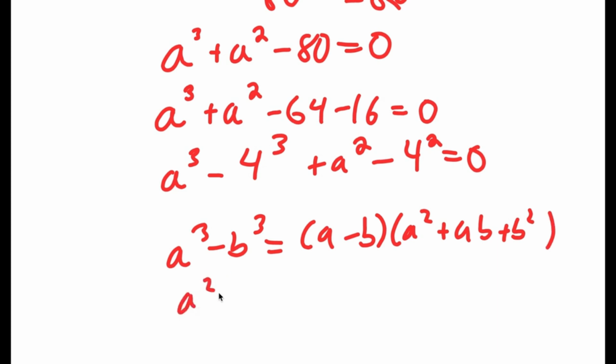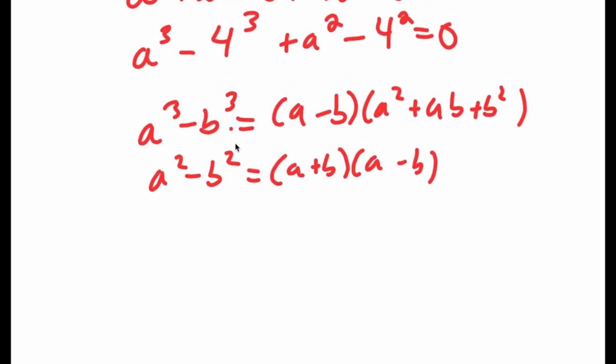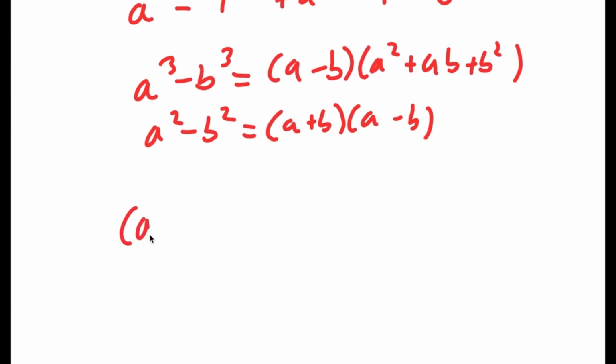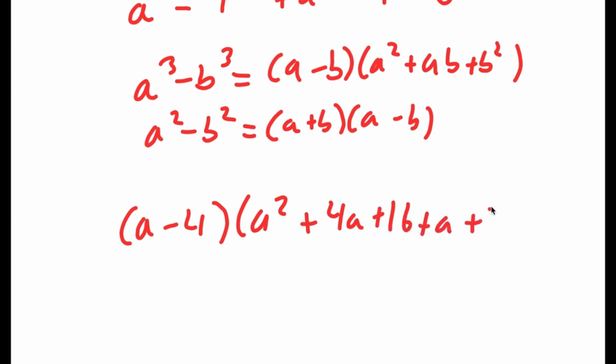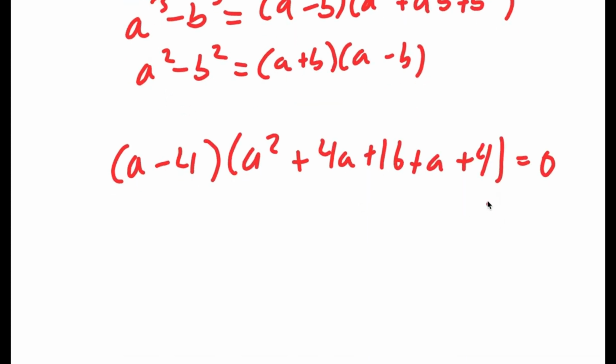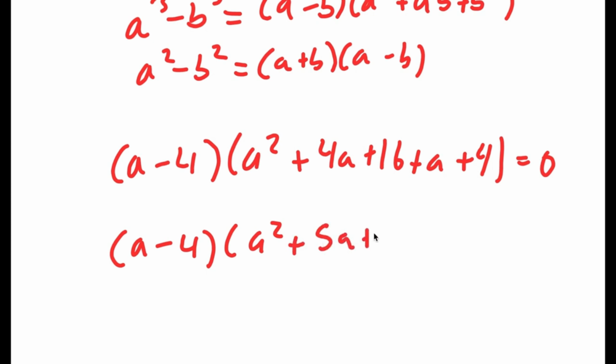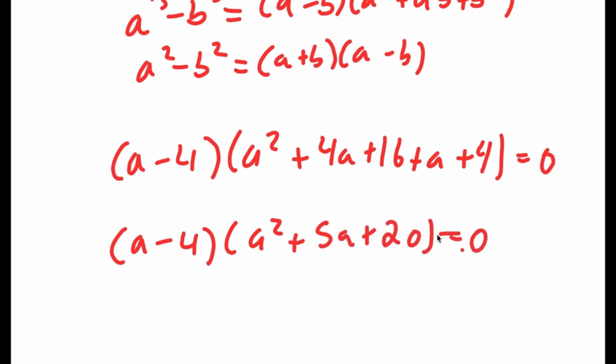And if I have something in the form a squared minus b squared, this is equal to a plus b times a minus b. So in this case, by using these two properties, I'm going to end up with a minus 4 times a squared plus 4a plus 16 plus a plus 4 is equal to 0. And this simplifies to a minus 4 times a squared plus 5a plus 20 is equal to 0.